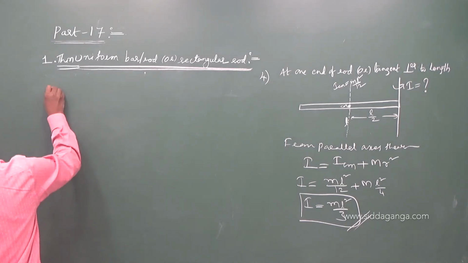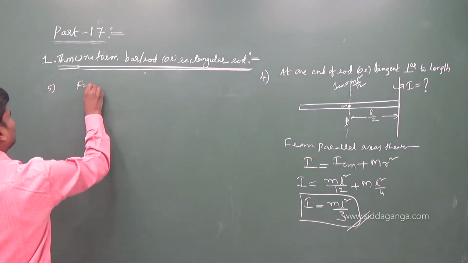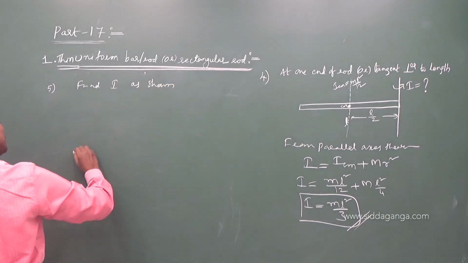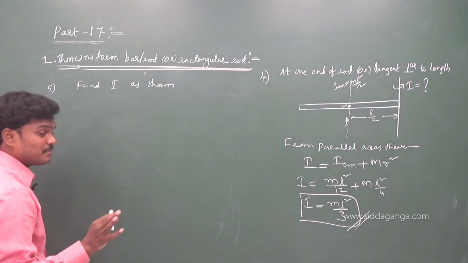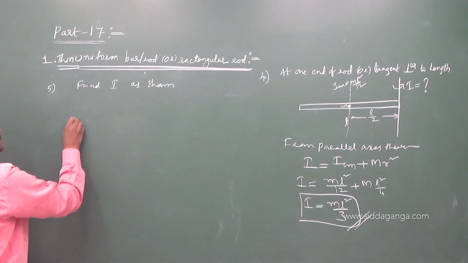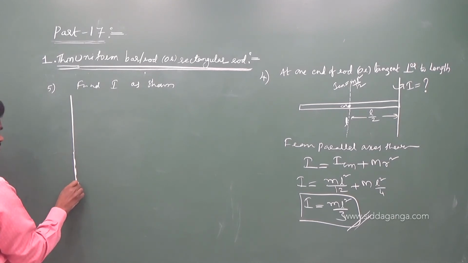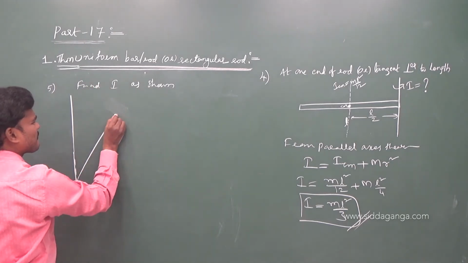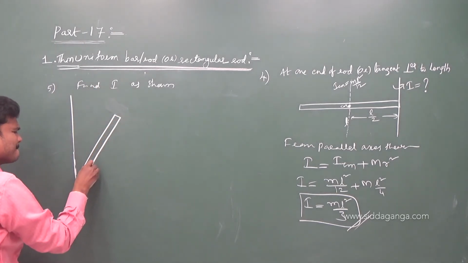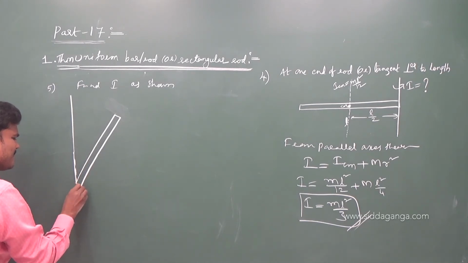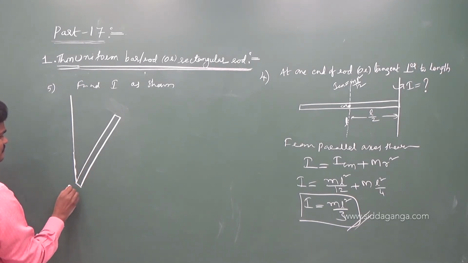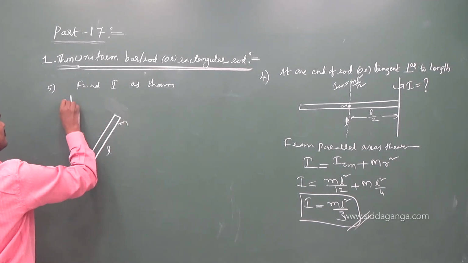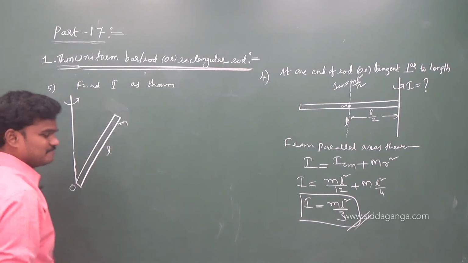So let me write one more. Find I as shown. See, this is a good question. Already it has appeared in a previous JEE paper. This is the axis. Now the rod looks like this. This is the length, mass is m. About this axis you find it.